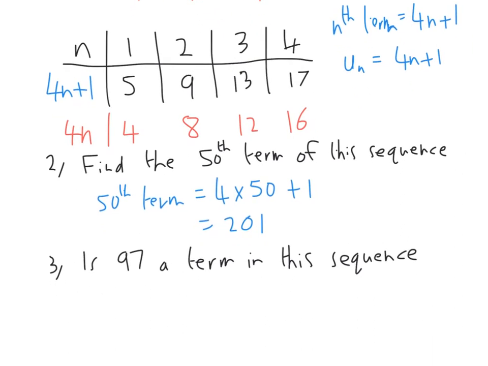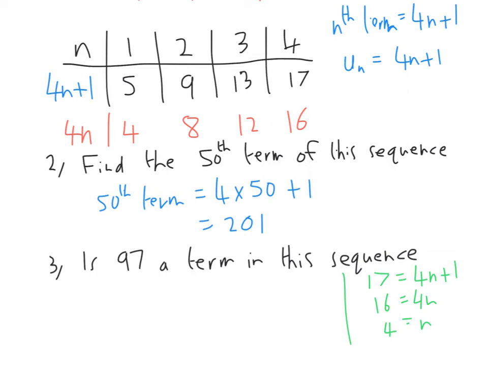If 97 is in the sequence, you should be able to substitute it into that formula. For example, you don't need to write this down, but if we take 17, we know 17 is in the sequence, so we could say 17 equals 4n plus 1, and we should be able to find out what term it is by solving that. So if we take 1 off both sides, we get 4n equals 16 and n equals 4.